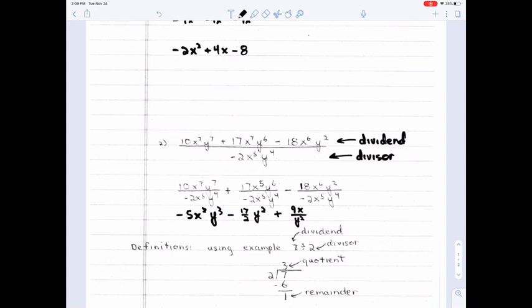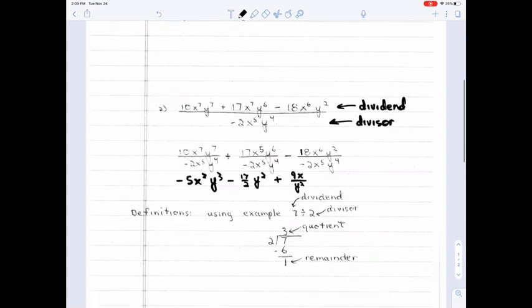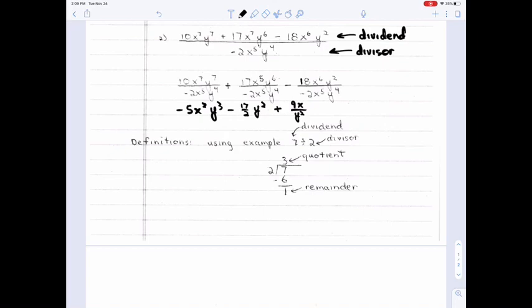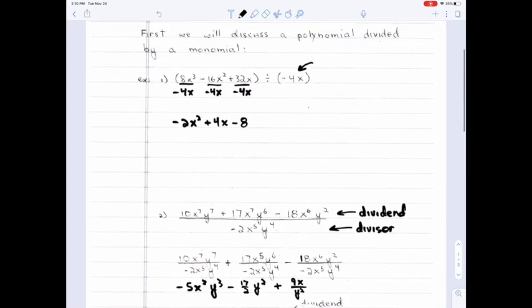As promised, these are just definitions with an example. Again, this thing is the dividend, this is the divisor, and this is the quotient. The quotient is the thing you get as an answer, and the remainder is whatever's left over. You should be aware of that. Again, that one's fairly simple.